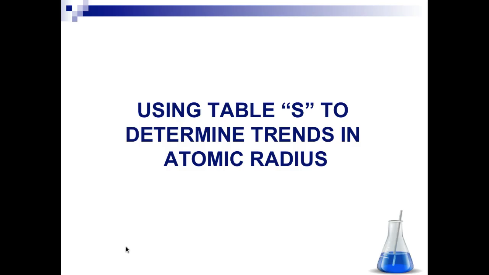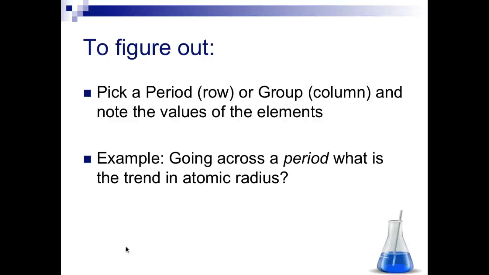So how can you use Table S to determine the trends in atomic radius? I know a lot of you don't like to memorize things, so why don't we use the reference packet that Miss Christie and myself gave you to understand how this atomic radius looks. To figure out the trend in atomic radius, you can look at your Table S on your reference packet. Pick a row or group column and note the values of the elements. So what would that look like in a question? That would be like, for example, going across a period, what is the trend in atomic radius?